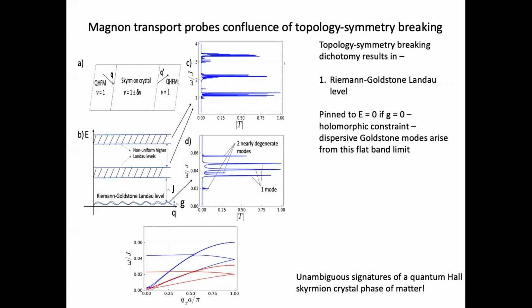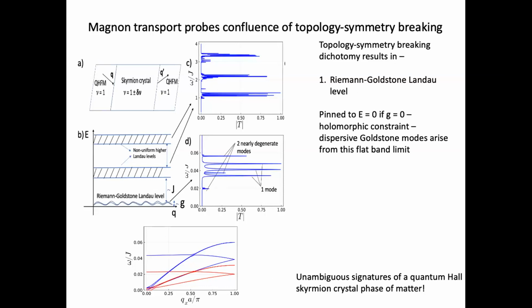So firstly, you can separate this very nicely into two different energy scales. You have a low energy sector and you have a high energy sector. The low energy sector has something very interesting, which we term the Riemann-Goldstone Landau level. And I'll tell you why, and hence the pretentious title at the beginning of the talk as well.